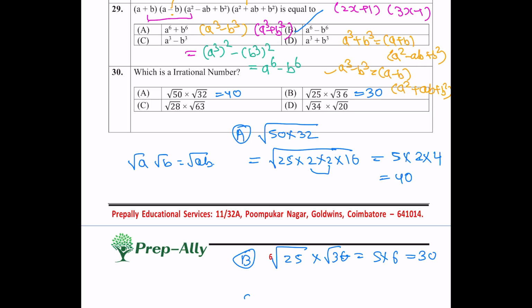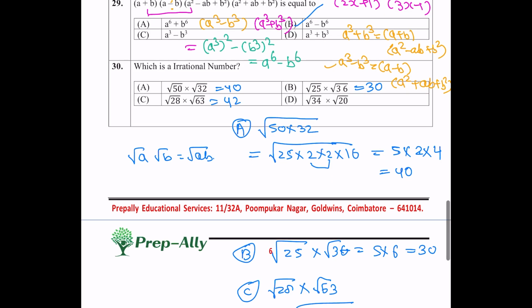Now option C, if you check, root 28 into 63. We can write this as the square root of 28 into 63, which is 7 into 4 and 7 into 9. Again here we can take one 7 as the common. The square root of 4 is 2 and the square root of 9 is 3. So 3 times 2 is 6, into 7, this is equal to 42. Because there are two 7s, we can take one 7 as the common. So option C also gives the value 42.